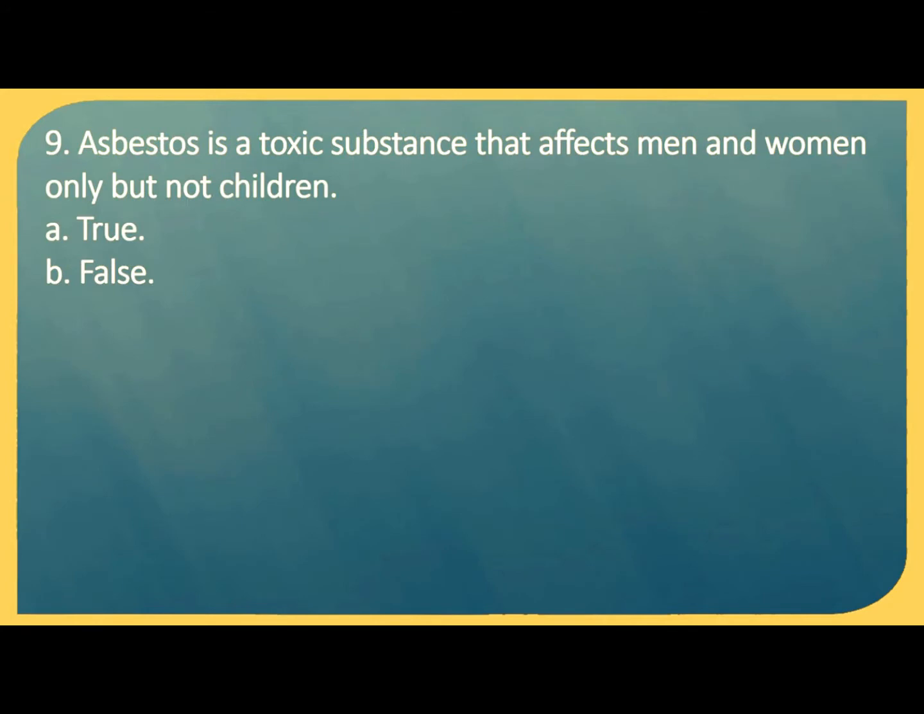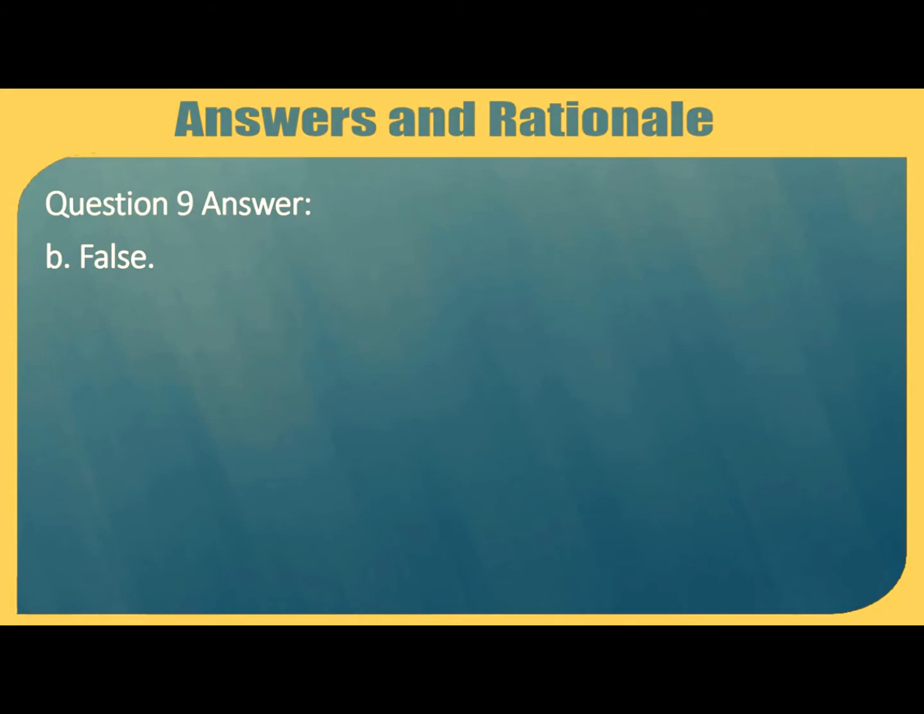Question 9. Asbestos is a toxic substance that affects men and women only but not children. A. True. B. False. Question 9. Answer, B. False.